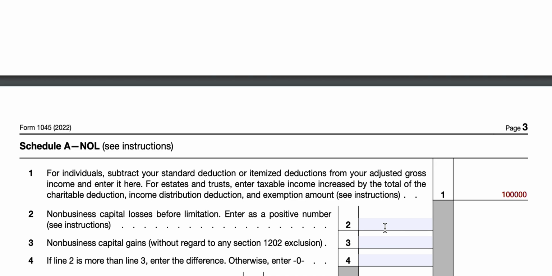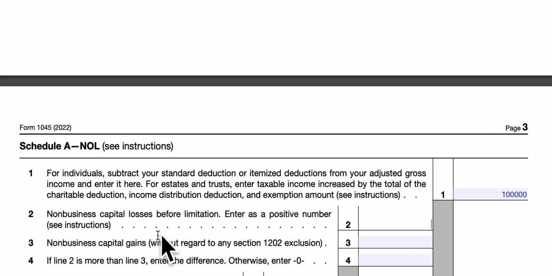For line 2, non-business capital losses before limitation, you'll enter any losses as a positive number, but do not include any Section 1202 exclusion amounts, even if that appears as a loss on Schedule D of Form 1041.